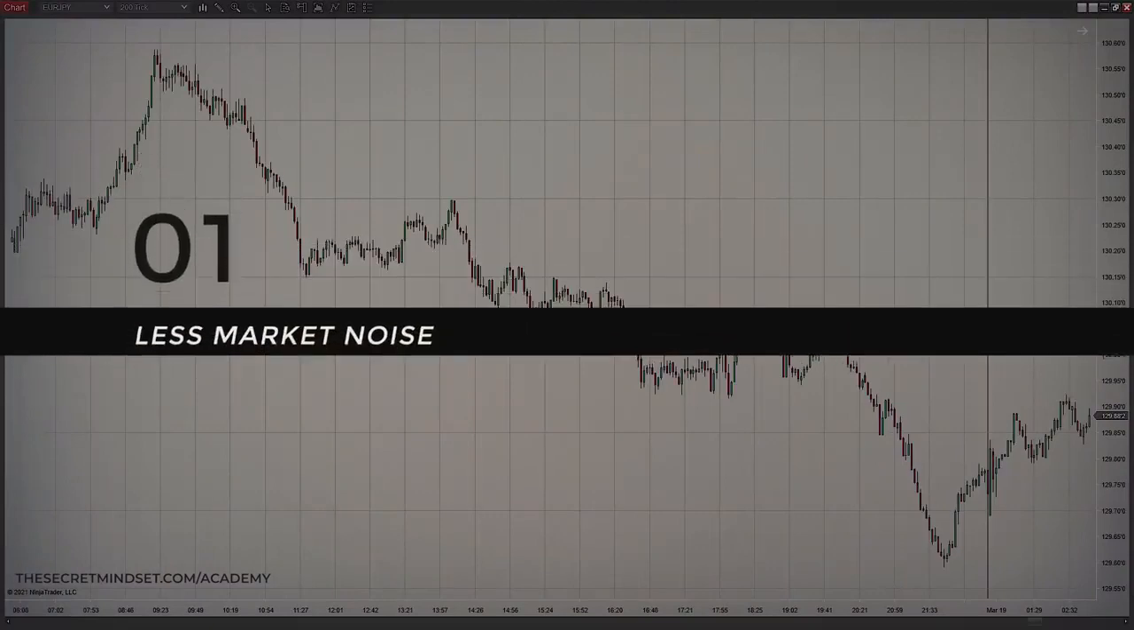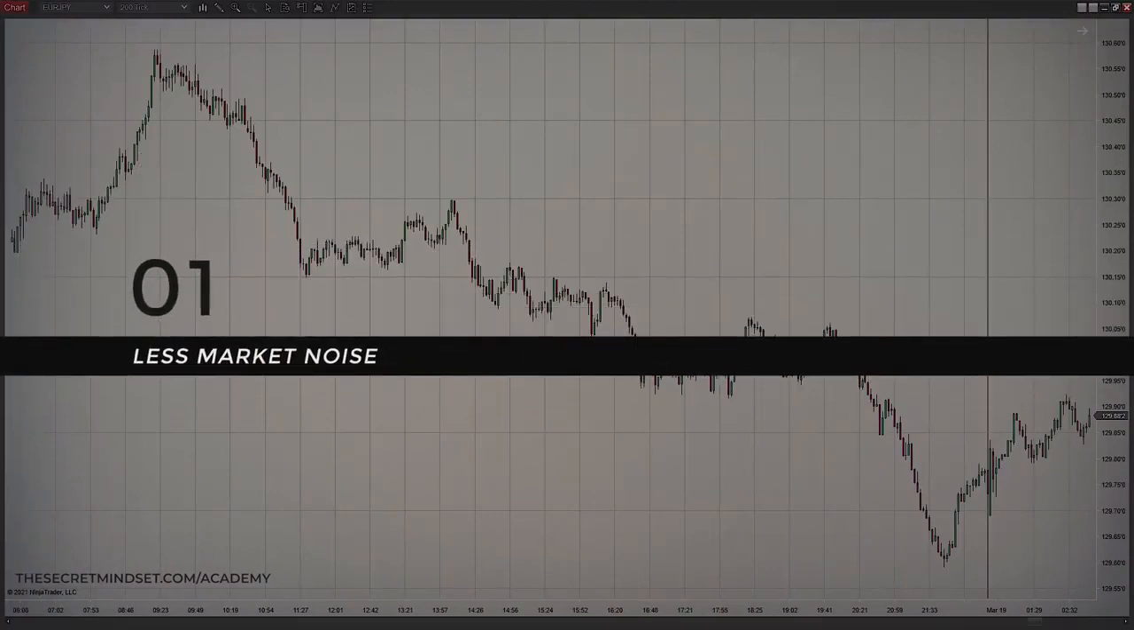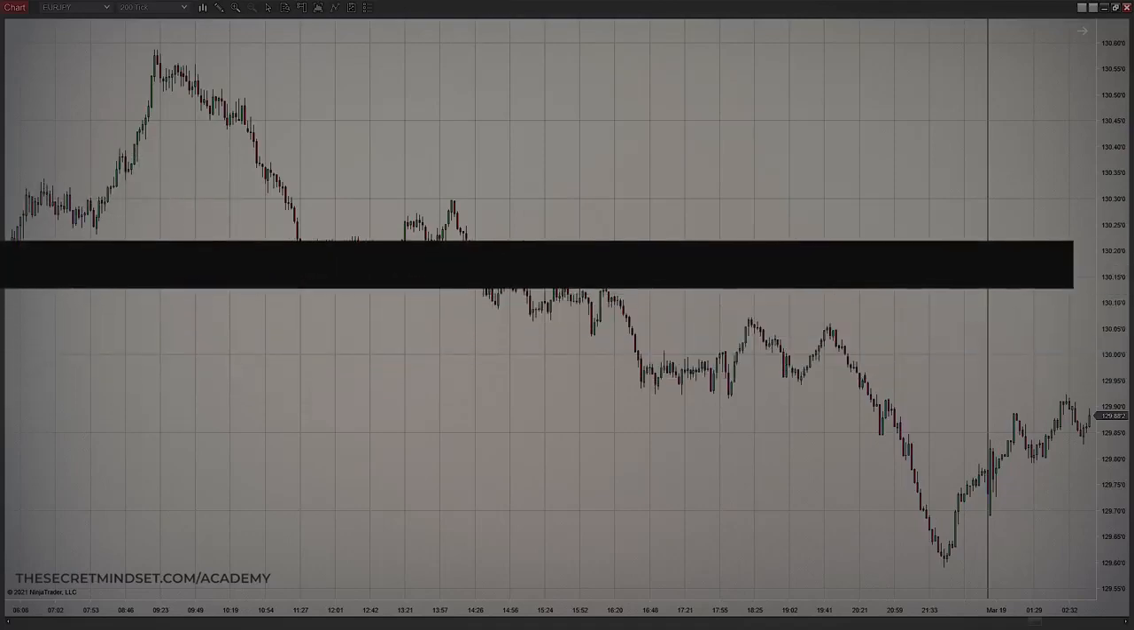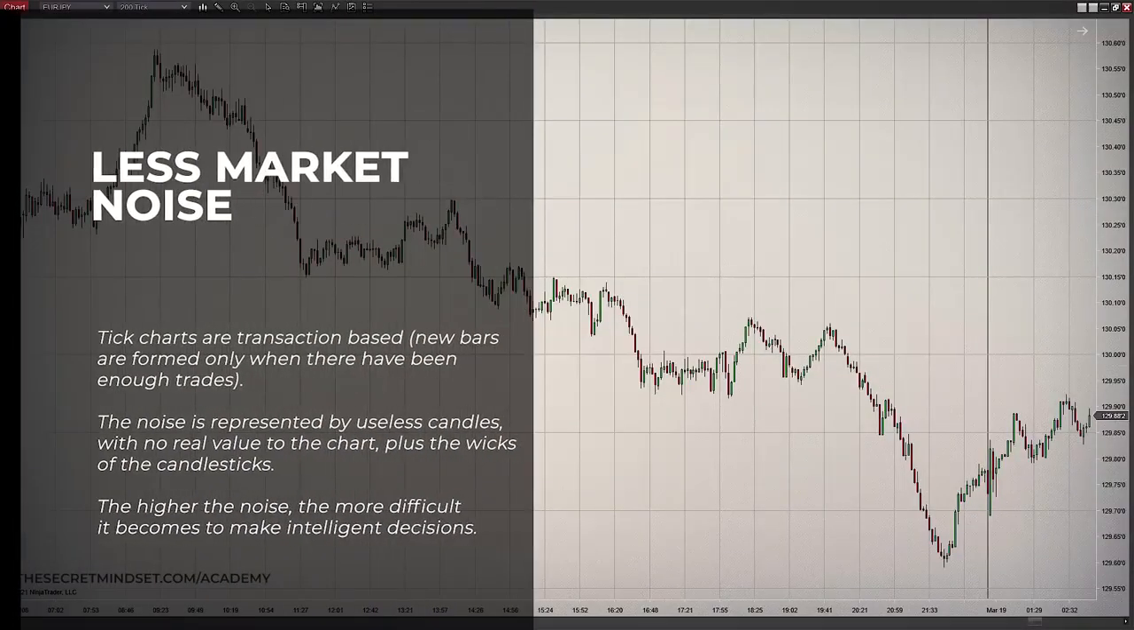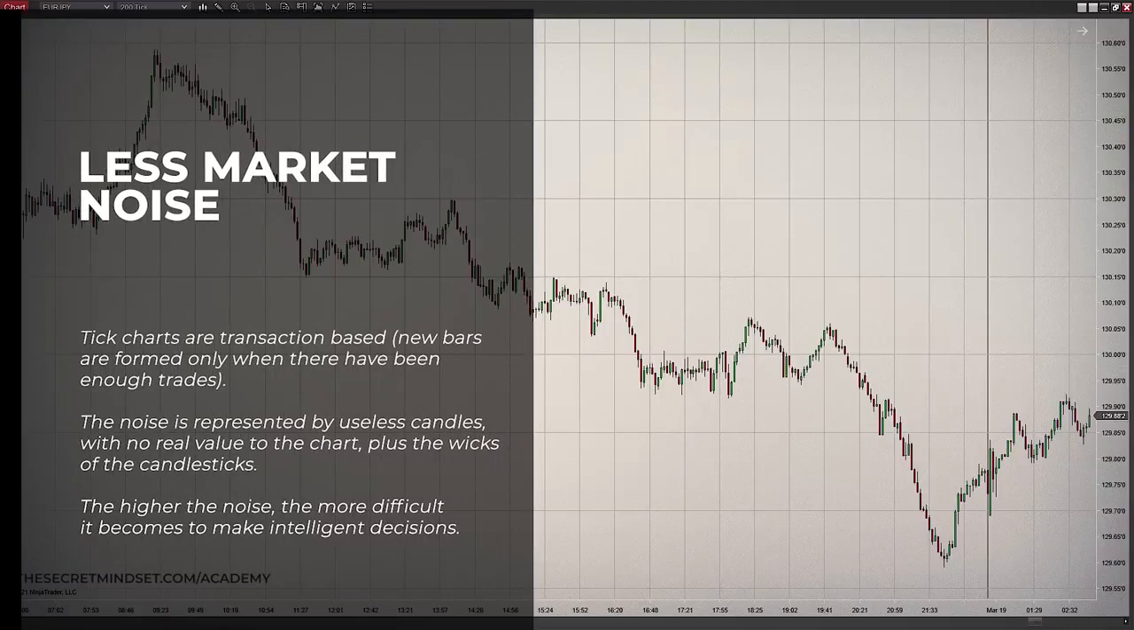Tick charts come with many advantages. The first one is less market noise. As tick charts are transaction-based and new bars are formed only when there have been enough trades, the market noise is reduced. The noise is often represented by useless candles with no real value to the chart. Plus, the wicks on the candlestick often induce traders into error. The higher the noise, the more difficult it becomes to make intelligent decisions. You practically lose sight of what's important on the chart and focus on unimportant elements.